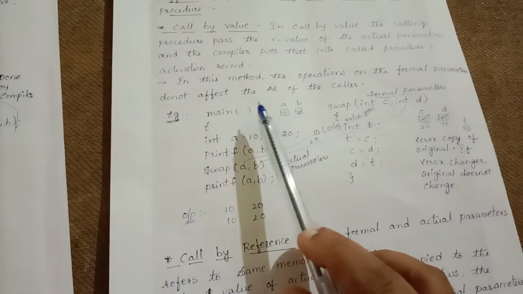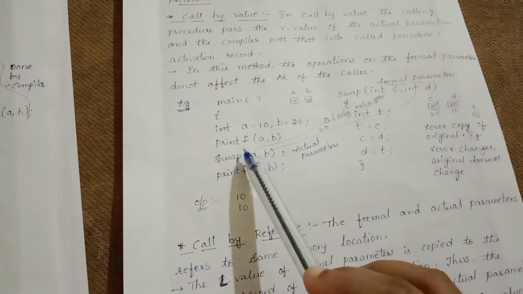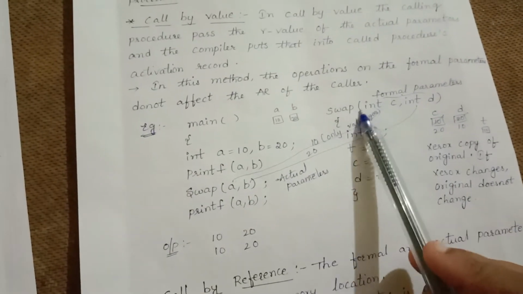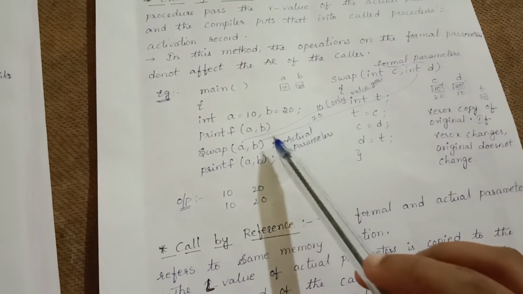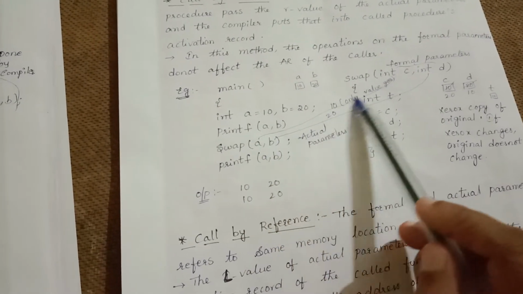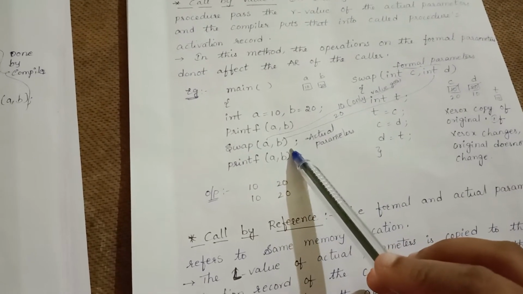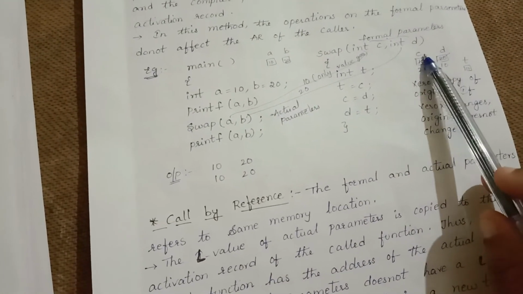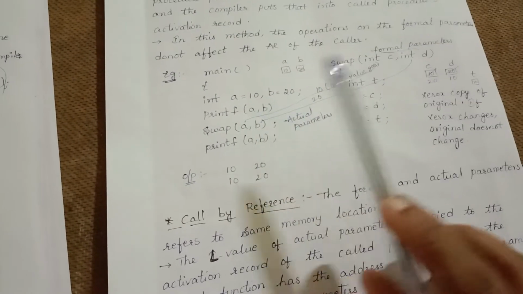Consider this example: main, int A = 10, B = 20, printf A, B, swap A, B, and printf A, B. The formal parameters we are considering are swap int C, int D. Here this value goes into swap A and B. So the A value goes into C and the B value goes into D. These are called actual parameters and these are called formal parameters. So here the C value becomes 20 and the D value becomes 10. The A and B values are being swapped.